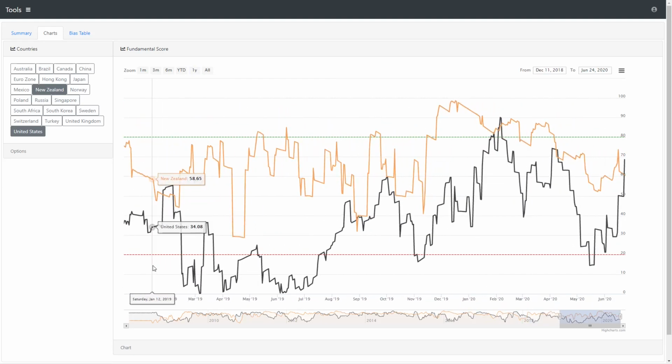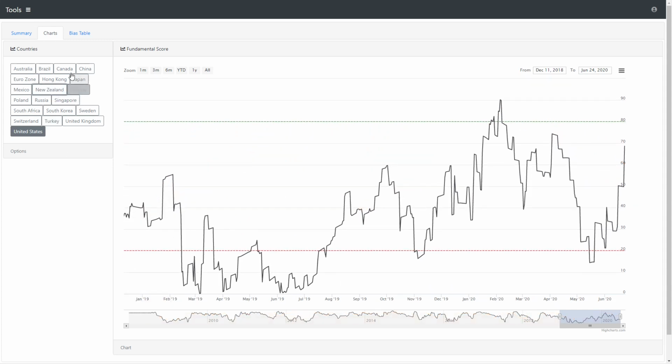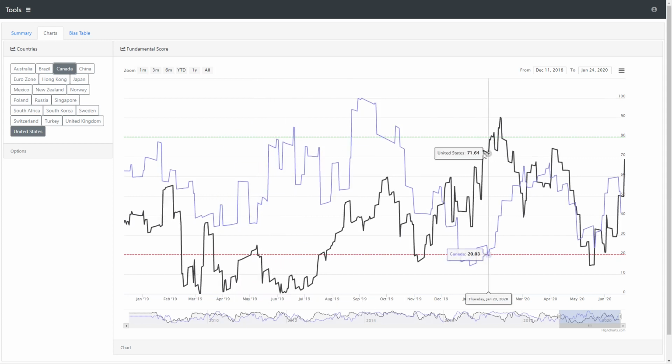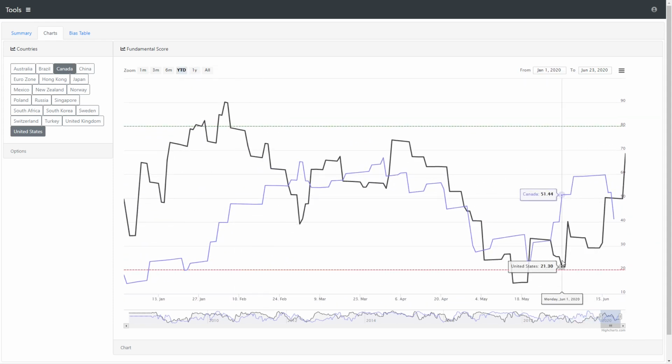Okay, this chart is a little bit harder to read than the other ones, I agree. So let's check another one. Let's say United States against Canada. Let's see what we have. As we can see, the United States and Canada are very similar economies. Let's see the last signal, right here. On the 29th of May, we have Canada going above the USA.